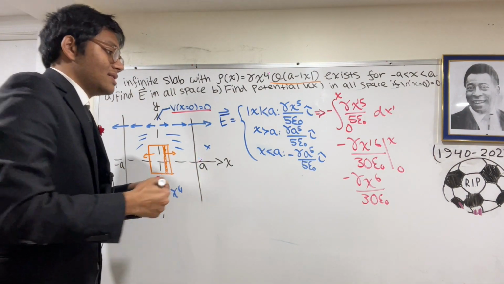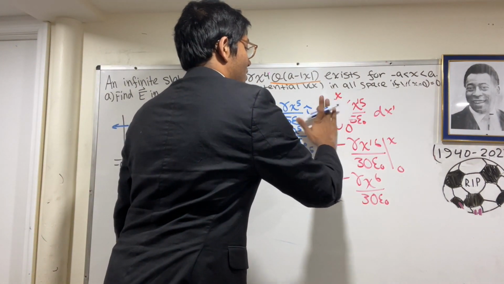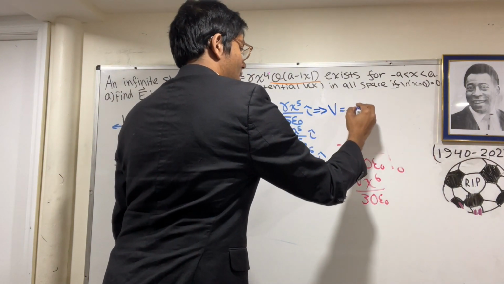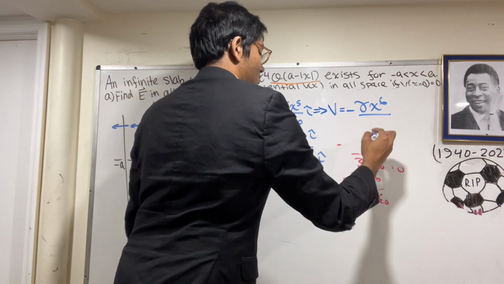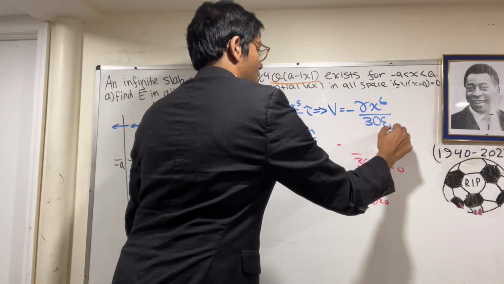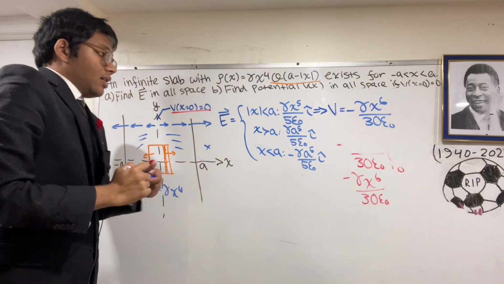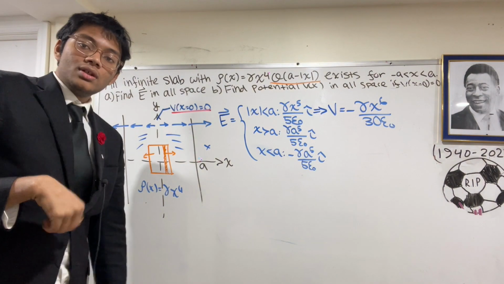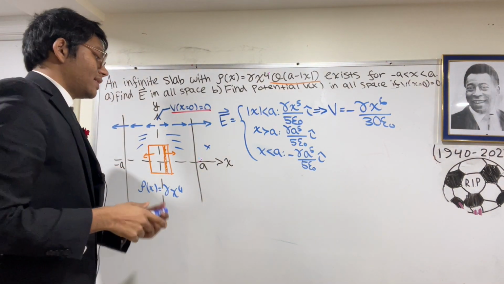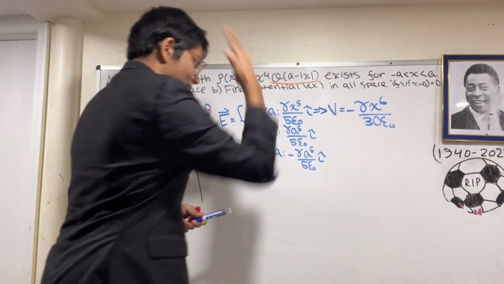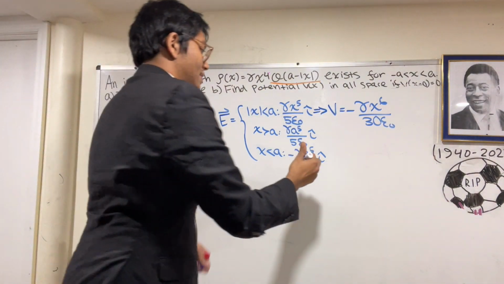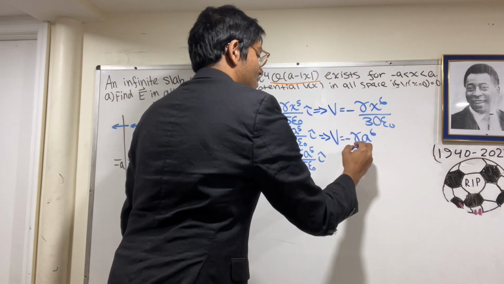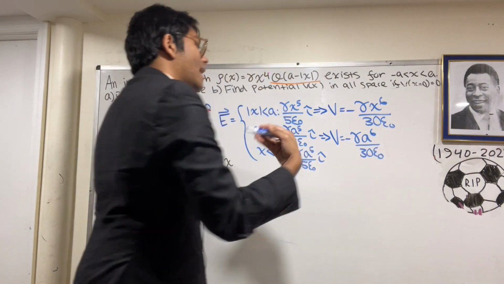What else can I say? So let me straight up write my electric potential here. My electric potential, V, is equal to minus gamma x to the 6th over 30 epsilon naught. Okay, well, let's carry on. What about the potential on the right side? Well, on the right side, first and foremost, I've got to set this to where it stops, which is a. So V is equal to minus gamma a to the 6th over 30 epsilon naught. And now I can integrate this.